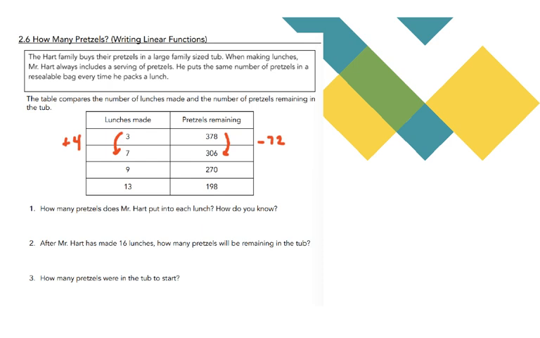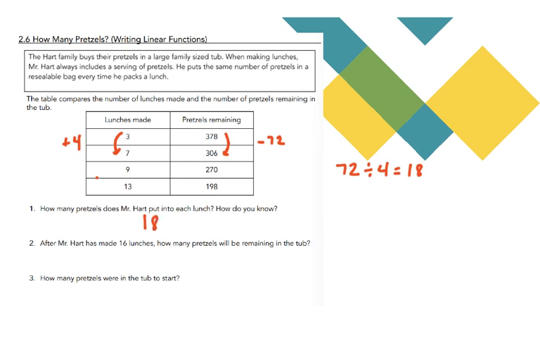So thinking about that, the number of lunches went up by 4. We made 4 lunches and somehow 72 pretzels got used. If we're trying to think about how many pretzels went into every lunch, we could say these 72 pretzels went into 4 lunches. So what must have happened? Well, 72 divided by 4, you can get your calculator out, is 18. So we have figured out just by looking at 2 lines of this table that to make 4 lunches, we use 72 pretzels, and 72 divided by 4 is 18.